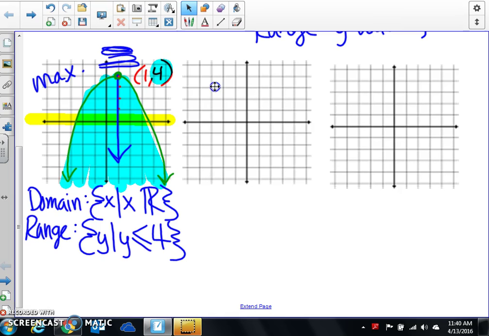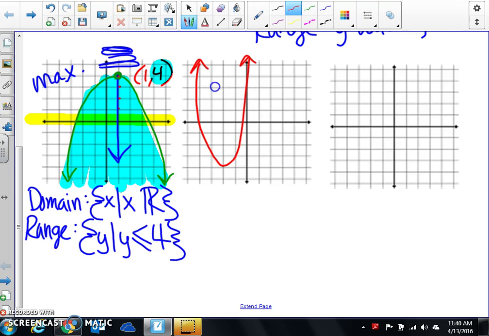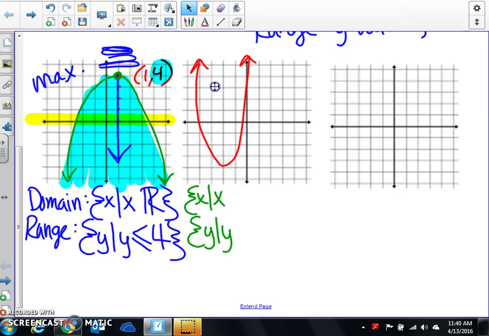Let's do another one. So let's say we go like that. First thing we do, let's go ahead and write x for all x, y for all y, so our domain and our range. Our x's, once again, they're going to keep getting fatter and fatter, and we know for all quadratics that it's always going to be all real numbers. This time I'm just going to write it out.